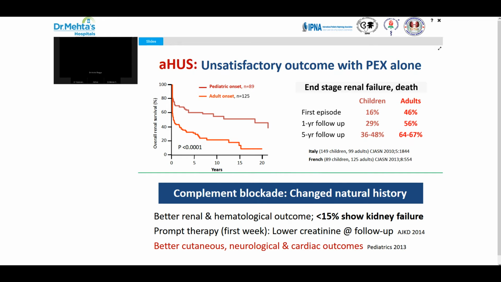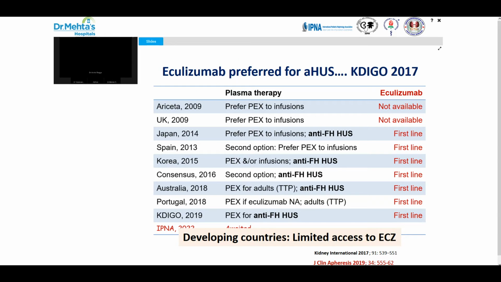So if you look at various guidelines from various countries across the world, prior to 2010, when eculizumab was not available, the prime therapy, as advised by, say, Italy, Spain, or the UK guidelines, was the use of plasma exchanges. But once eculizumab became available, as you can see in this chart on the extreme right column, it has become the first-line therapy for managing patients with atypical HUS.